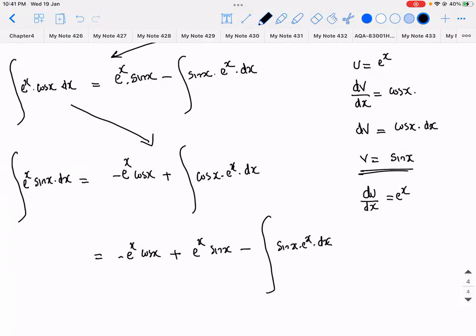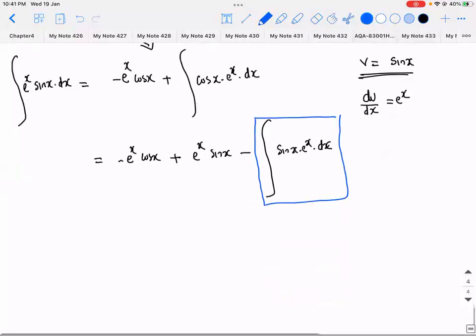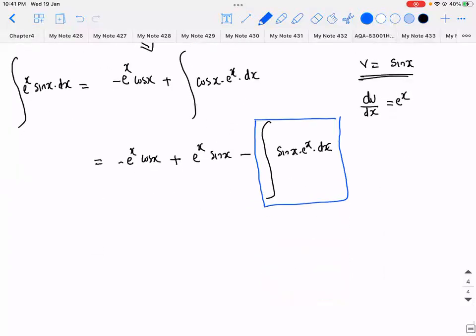Okay. So here, did you identify any speciality of this? This is actually the same question, which is what we need to evaluate. Because the same thing is repeating after applying integration by parts twice. So this is looping. That means after some time, the same thing is repeating.